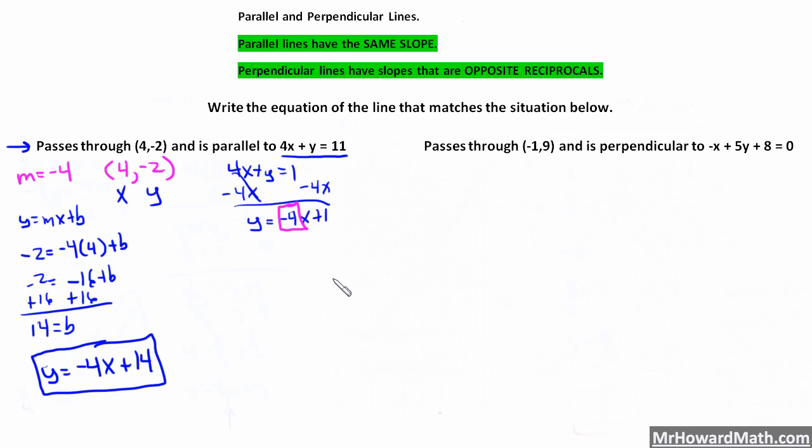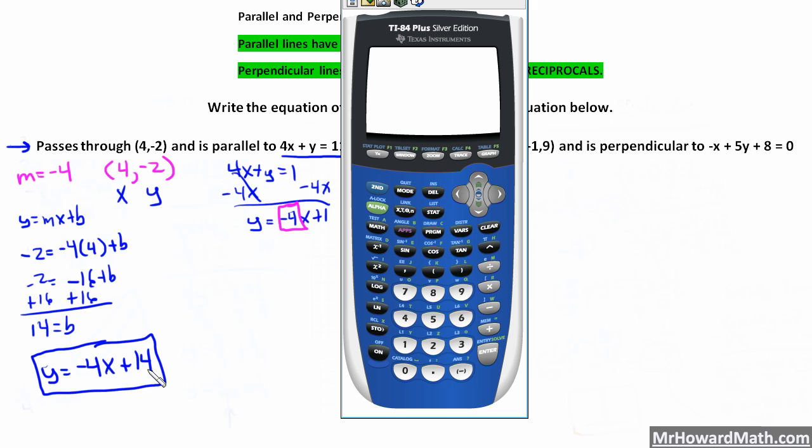Alright, I'm going to pull up the calculator so that we can prove that this is true. Alright, so we've got our calculator pulled up here. And we want to make sure, basically, that we know that our original line had a negative 4 slope. We have a negative 4 slope, so we know that's right. We know that they're going to be parallel. So let's put this line in. Let's clear these two out.